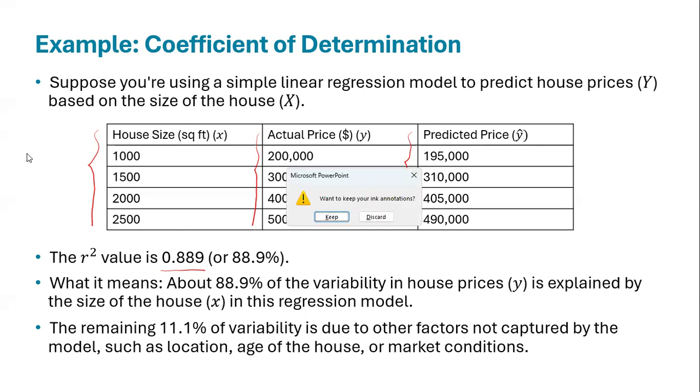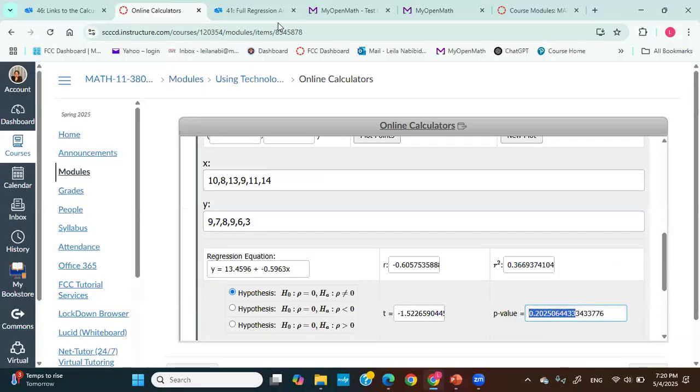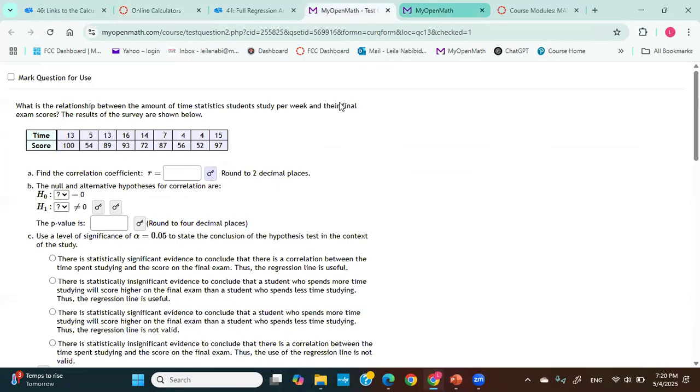Now, let's see how we can work on another example. I have another example for you. Okay, let's look at this example. It asks what the relationship is between the amount of time statistics students study per week and the final exam score. So we have two variables: the amount of time that the students study per week and the final exam score. We want to see if there is any relationship between these two variables. The table is given.